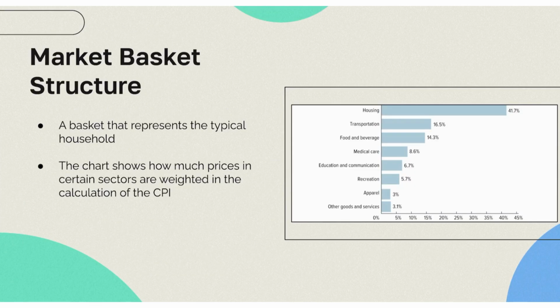So we'll look at market basket structure first, and like I said, it represents a typical household. Essentially the BLS is trying to come up with a basket that represents a typical consumer. Even though everyone buys different things, it's impossible to have a completely accurate representation of what people buy, and so they're using just the typical consumer, and it's more of an average. So just by looking at the bar chart towards the right, it shows how much prices in certain sectors are weighted in the calculation of the CPI, which is important to keep in mind.